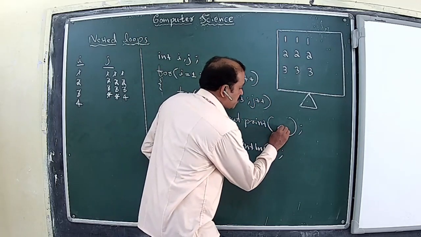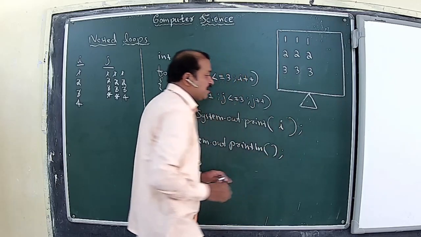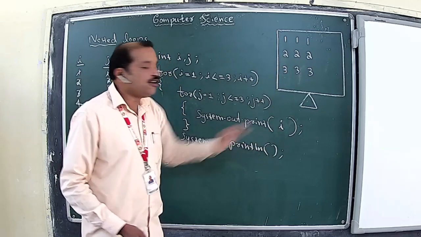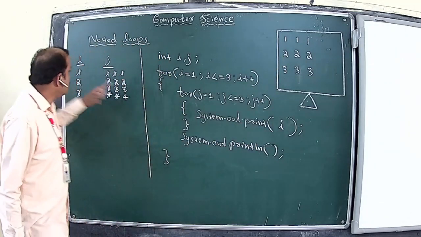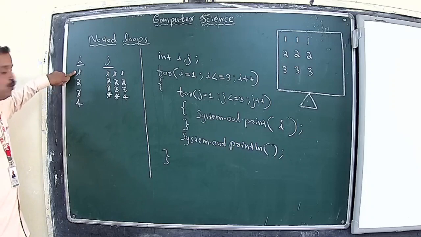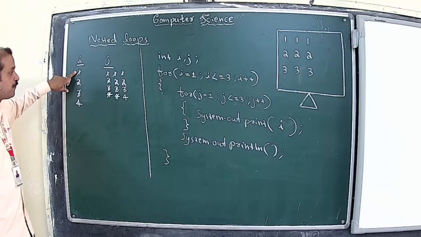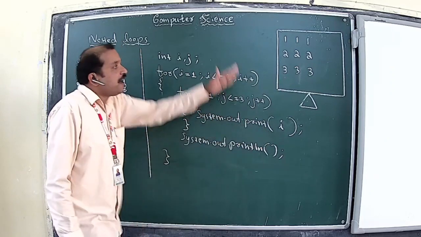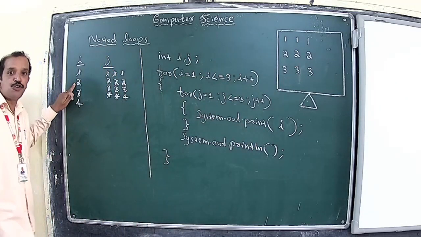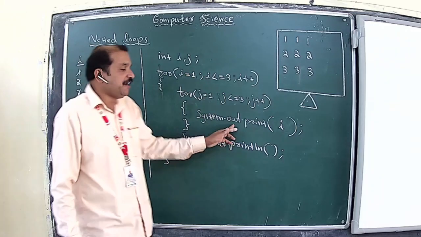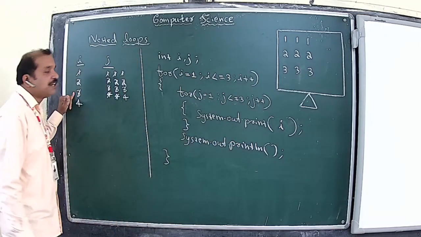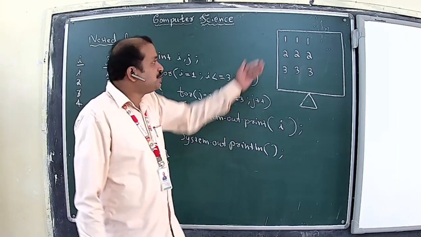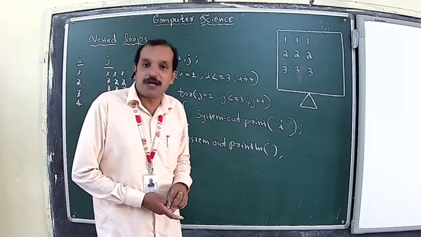Therefore, as part of the print statement, we will be printing the value of I. So in each iteration, the value of I will be printed. As you know, in the first iteration of the outer loop, the value of I is 1. So definitely that 1 will be printed in the first row 3 times. And in the second iteration, the value of I will be 2, and therefore 2 will be printed 3 times. And in the third iteration, the value of I is 3, therefore 3 will be printed 3 times. So this is how an output can be produced for this purpose also.